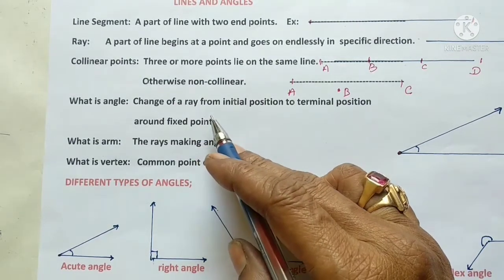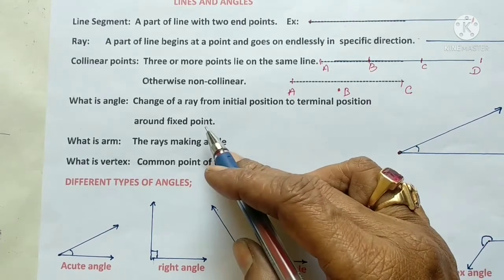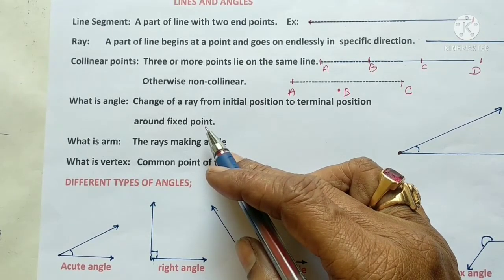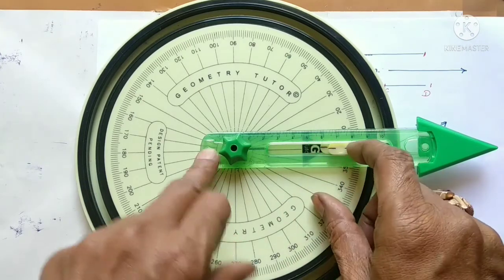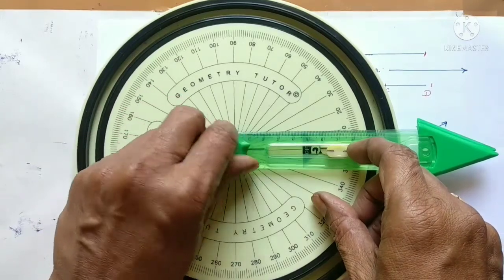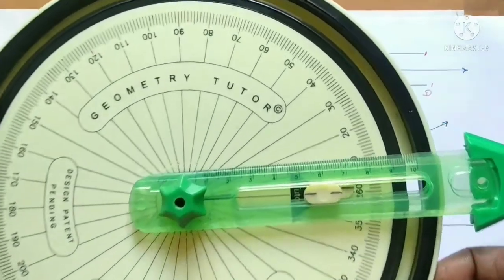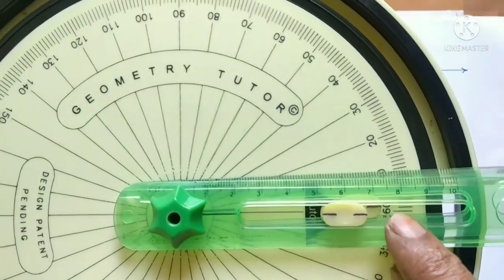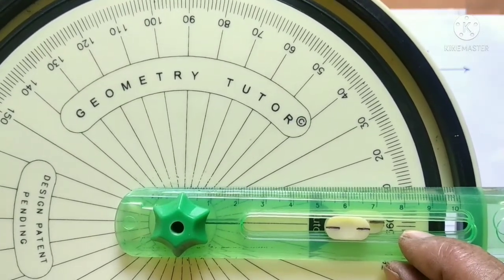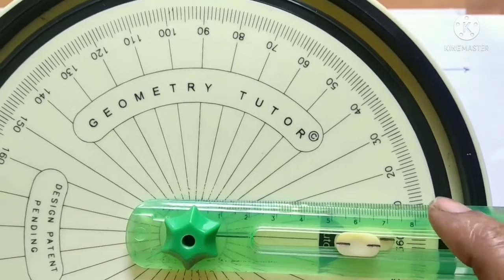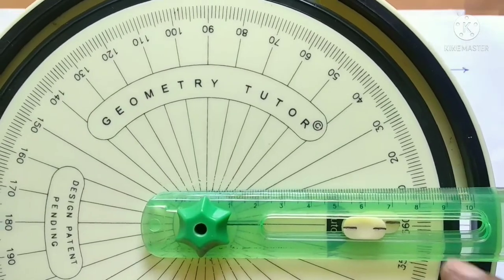An angle is a change of a ray from its initial position to its terminal position around a fixed point. This is the ray. You can see here, it is at point 0. I will try to bring this near to you. So this is 360, and 360 means it is 0. The measurement starts from 0 degrees and goes increasing by 10, 20, 30 and so on, in an anti-clockwise direction.